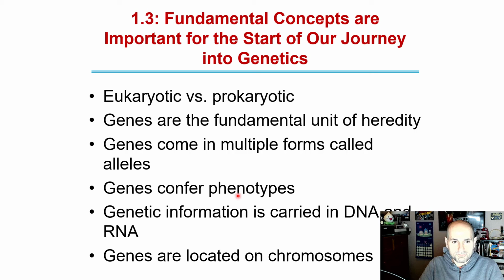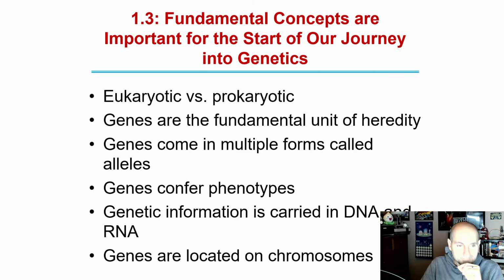Genes confer phenotypes. So the blue eye color allele will give me the phenotype blue eyes. The brown eye color allele will give me the phenotype brown eyes. So my genotype would be the brown eye gene. My phenotype would be the actual brown eyes you can see. Genotype refers to what genes I possess. Phenotype refers to what you see.